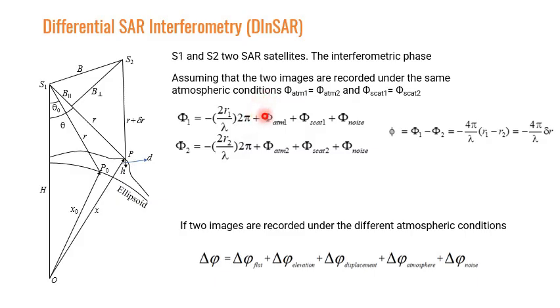Assuming that the two images are recorded under the same atmospheric condition, they will have two equations, phase 1 and phase 2, like this. If we want to create the interferogram, as I showed before, the delta phase, that means the phase difference between the first and the second, is phase 1 minus phase 2. In the case that the atmosphere phase of the first and second are equal to each other, and the phase scatter is equal to each other, it will create an equation like this. That means we remove this term and this term. So if it is in very good condition, it will be like this.